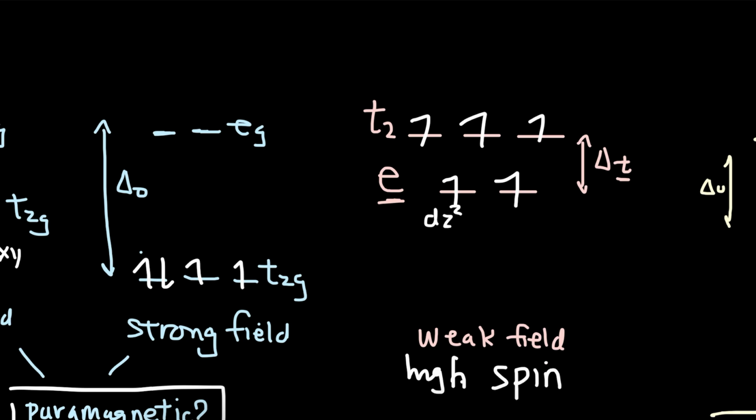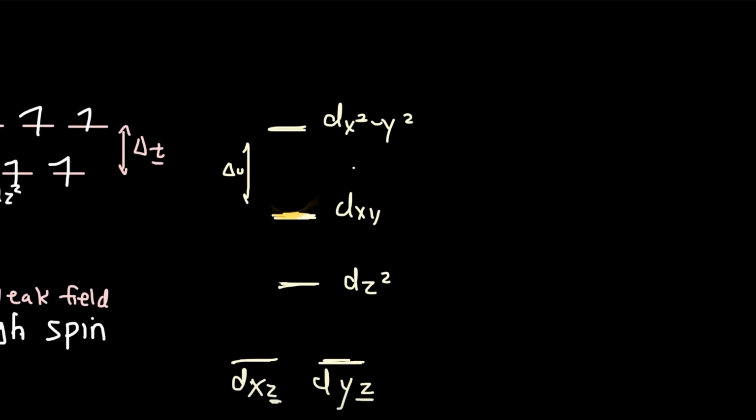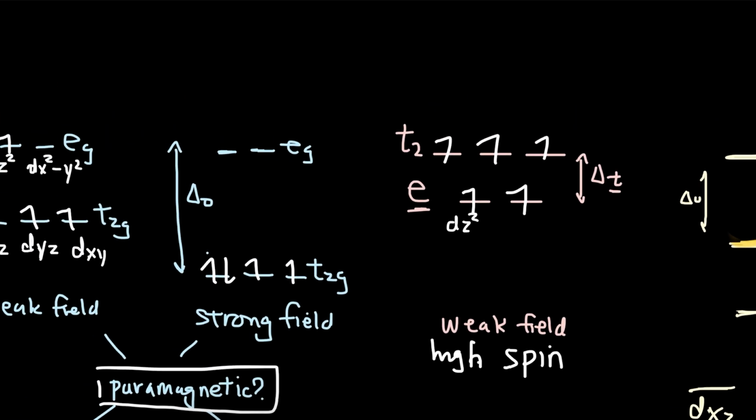So that's tetrahedral. And this is usually true for d5 and d10 metals and also larger ligands. So for example, copper plus, zinc 2 plus, manganese 2 plus. And their orbitals are also just like the reverse of the octahedral: dz squared and then the others.